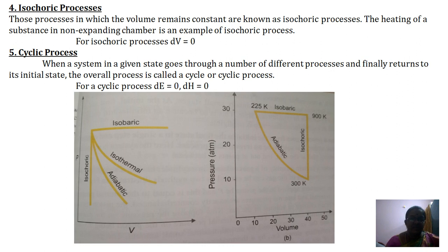In a cyclic process, when a system in a given state goes through a number of different processes and finally returns to its initial state, the overall process is called a cyclic process. For cyclic processes, change in internal energy, dE, equal to 0 and dH is equal to 0.